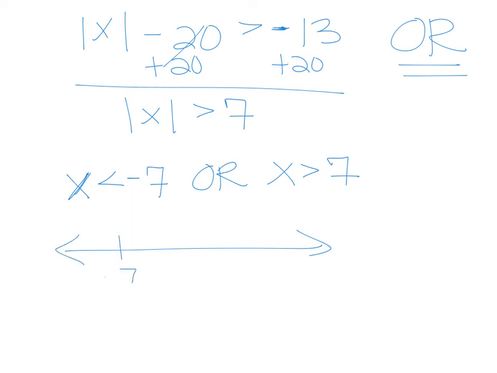So we have negative 7 and 7, less than, greater than. So we're done.